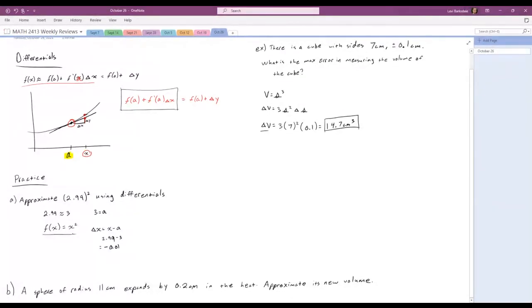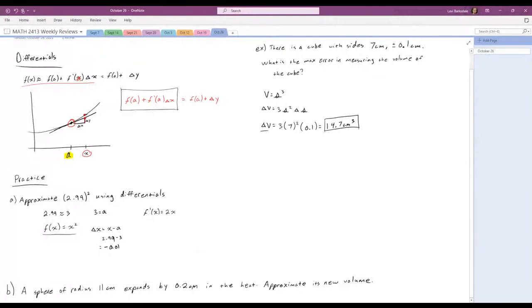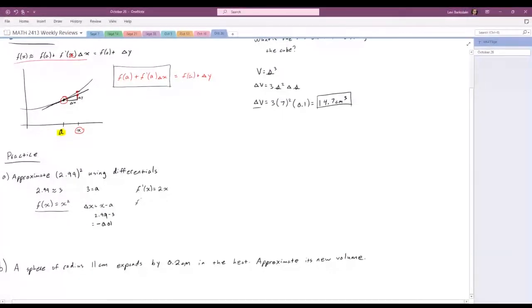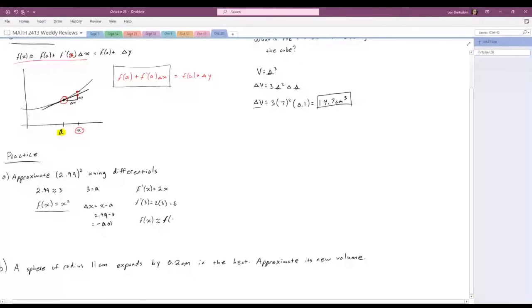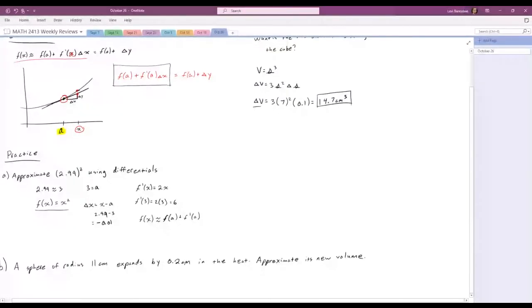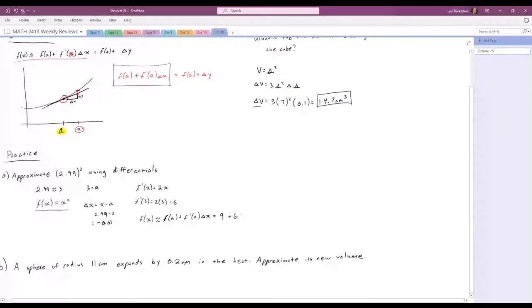Well, using our f of x, we can find f prime, which is simply 2x. And we need, according to our formula, f prime of a. So f prime of 3 is equal to 2 times 3, which is equal to 6. Well, then our approximation, f of x, is about equal to f of a plus f prime of a times delta x. And this is equal to, well, f of a, I can take my a value, 3, and plug it into f of x, and I get 3 squared, which is 9, plus f prime of a, 6, times delta x, which is negative 0.01. And this gets me 9 minus 0.06, which is 8.94.